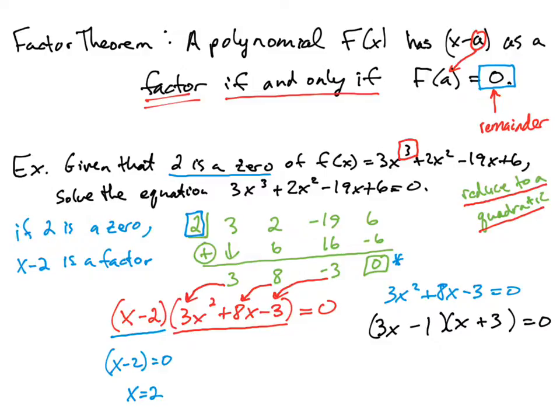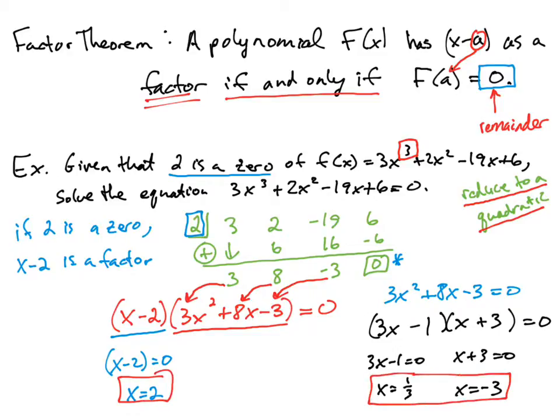And then just set each of those factors equal to 0. So 3x minus 1 is equal to 0. x is going to equal 1/3. And then x plus 3 equals 0. So x is going to equal negative 3. So the solution to this equation is going to be any of these values. So x could equal 2, x could equal 1/3, or x could equal negative 3.